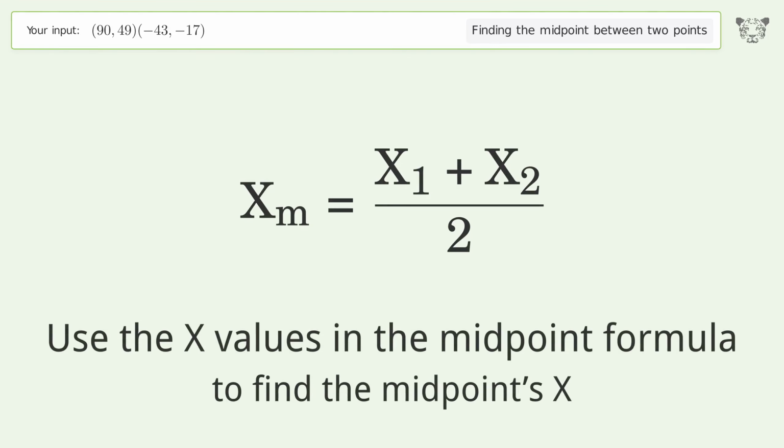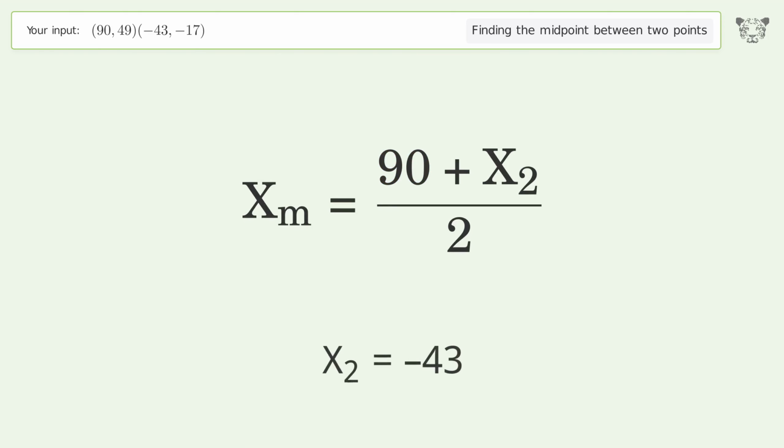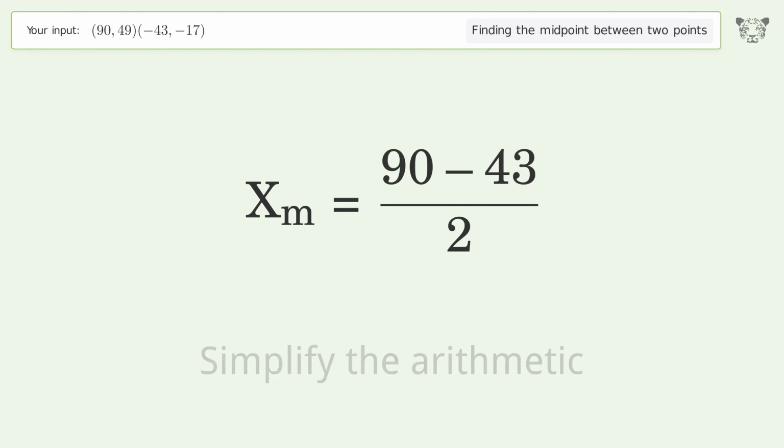Use the x values in the midpoint formula to find the midpoint's x. x1 equals 90. x2 equals negative 43. Simplify the arithmetic.